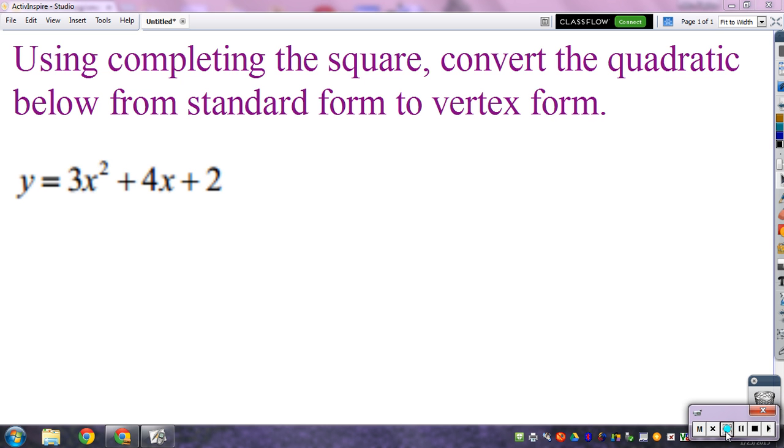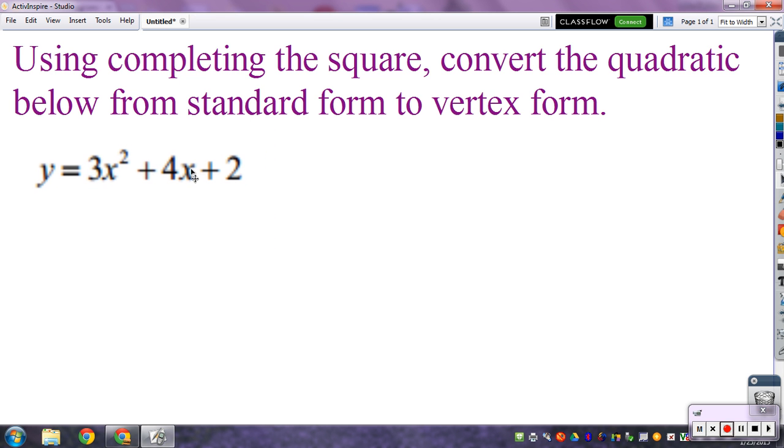Hello, this is Mrs. Taylor, and I'm going to walk you through how to change a quadratic from standard form to vertex form using completing the square. So here we have y equals 3x squared plus 4x plus 2, and I want to complete the square first to convert this from standard to vertex.